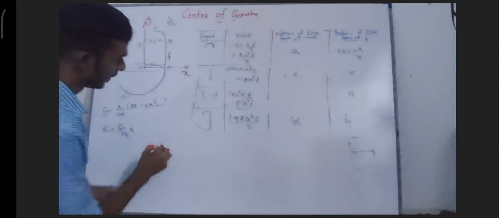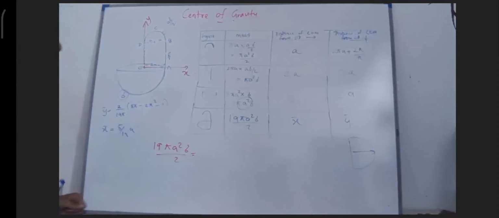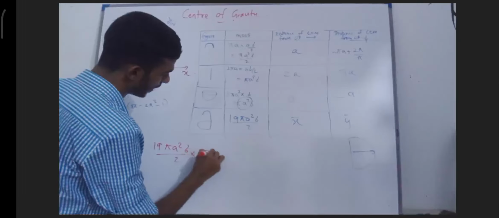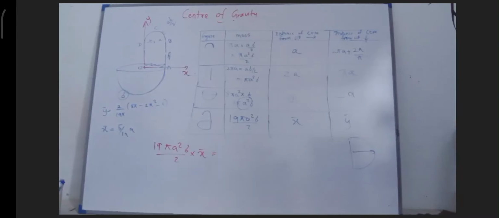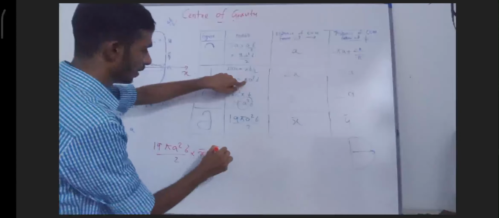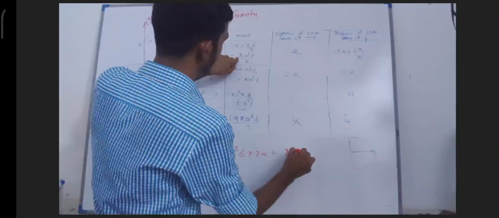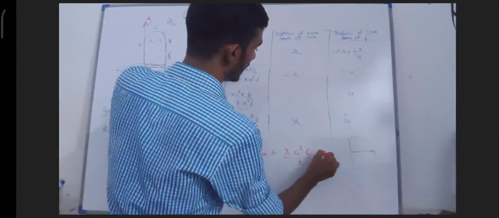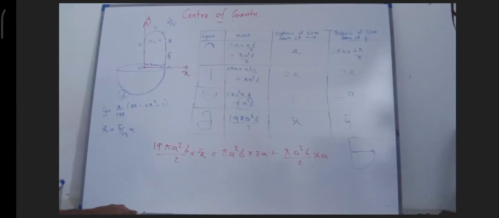Okay, now 19 pi a square sigma by 2 into x bar is equal to, now this component will be 0, this component will be 0, and this component will be 0, and this one pi a square sigma into 2a plus this one pi a square sigma by 2 into a is equal to, now if I simplify this, I'm just simplifying this.